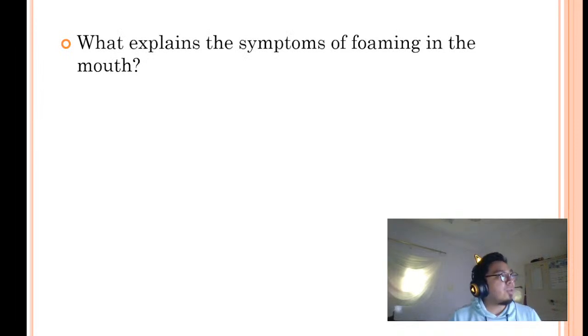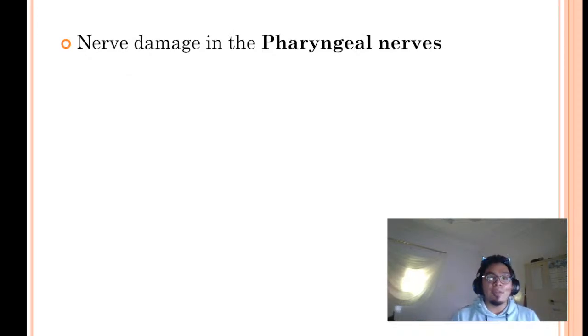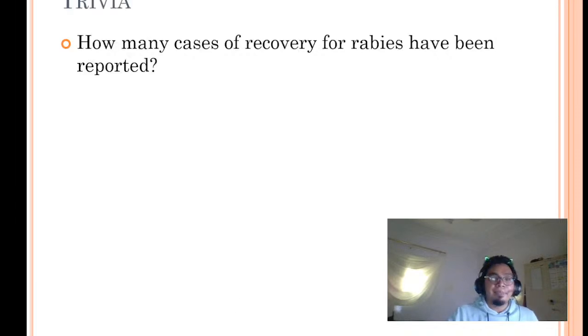Now, let's move on to explain the symptom of foaming in the mouth. It's nerve damage because of the pharyngeal nerves. It's not because they just want to foam in the mouth. Yes, it happens, but because of the damage in the pharyngeal nerves, the salivary glands don't have any form of unconscious plugging, and then they would more likely release a lot of saliva.